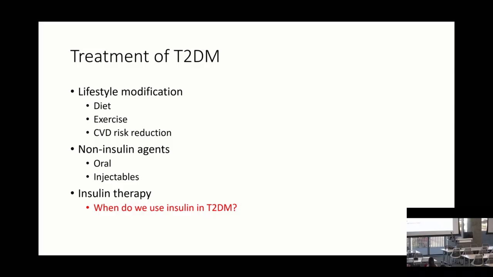That's the foundation of diabetes treatment. Lifestyle involves diet, exercise, and cardiovascular risk reduction. It includes things like avoiding smoking and avoiding stress. So lifestyle is the foundation. Then when we talk about medications, there are non-insulin medications. These are often oral medications or injectables like the GLP-1s and the GIP. And then you have the insulin.